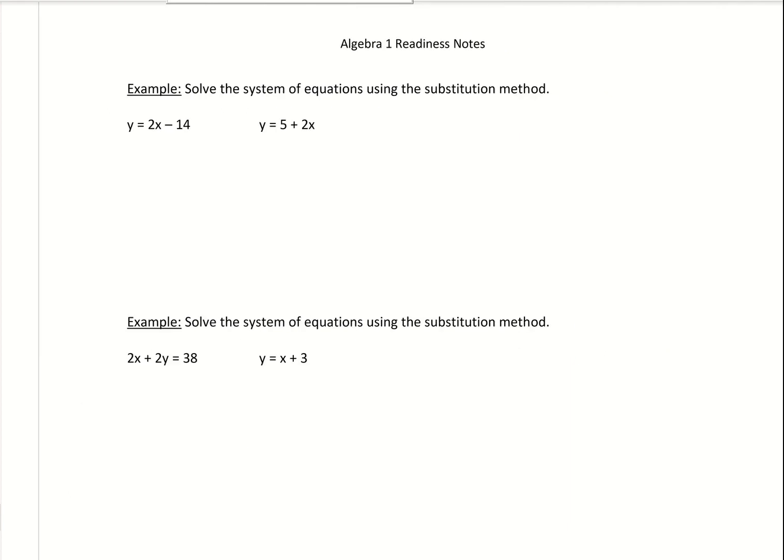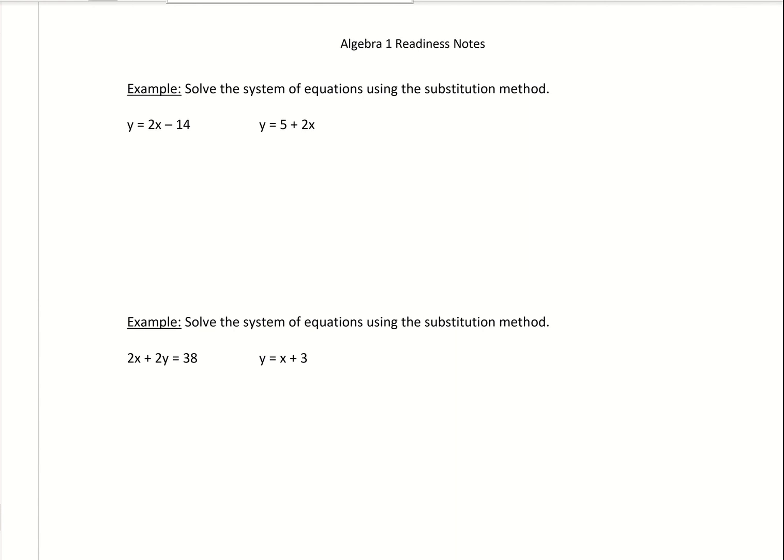Hopefully those went pretty well for you. We are going to look at another standard example of this. We have y equals 2x minus 14 and y equals 5 plus 2x. Really the only difference here is that we're going to end up having more steps.